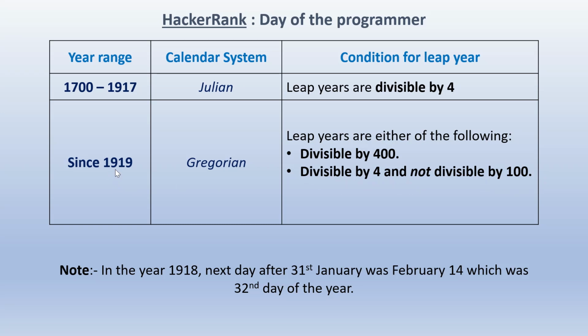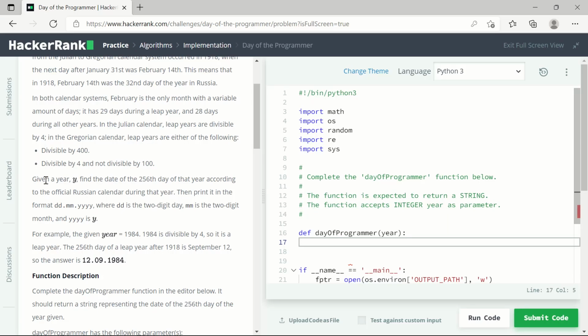So these two conditions must be satisfied in order to make any year a leap year from the year 1919. Let's look at the sample input and output and the different requirements for the problem statement. So the input is any year, which is Y, and we have to find the 256th day of the year. The output format is dd.mm.yyyy.